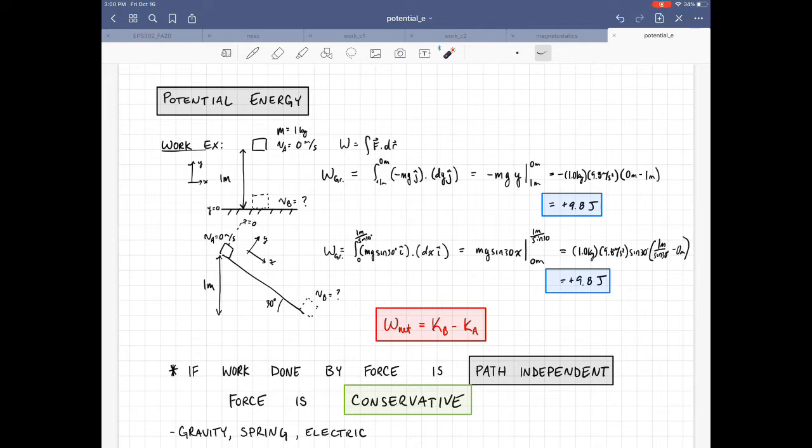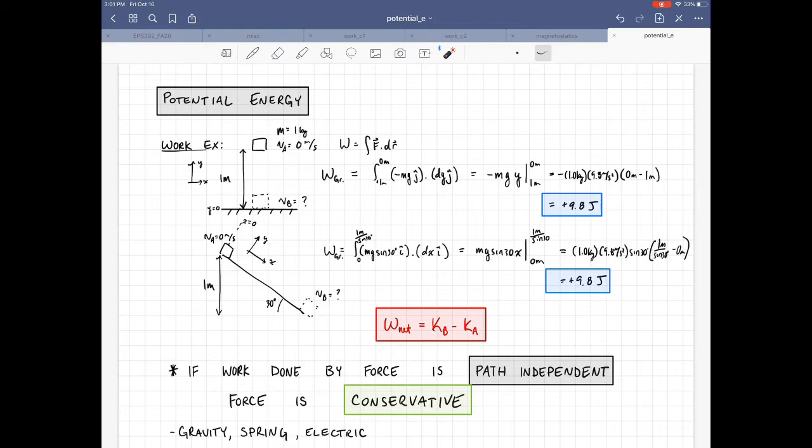So when I dot i into i, that just equals 1, and so I've got mg sine 30, and then evaluating the integral of dx, I just get x. And now I've got to plug in the values, and of course you'll see the sine 30s cancel out over here, and you get that the total amount of work done is 9.8 joules.